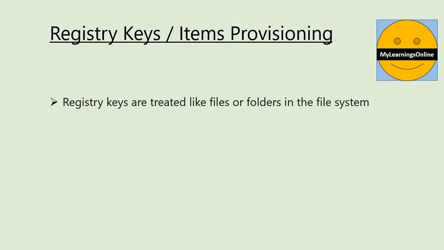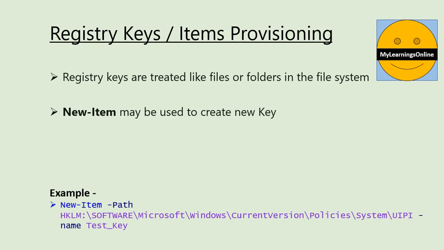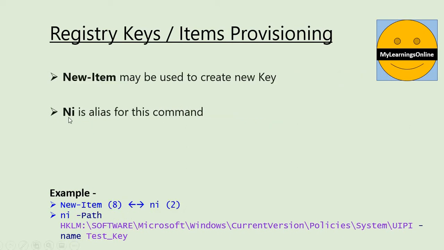Registry keys are treated like files and folders in the file system, so creation is also the same as that of files and folders. The New-Item command is used to create a new registry key. In the example, we can see we are trying to create a registry key with the name test_key under the location specified using the Path parameter. NI is an alias for this command.